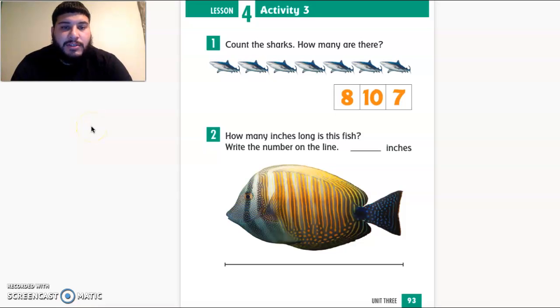Alrighty. Today's lesson, number 4, activity 3, page 93 on your packet. Let's begin. Number 1, count the sharks. How many are there? Circle your answer.